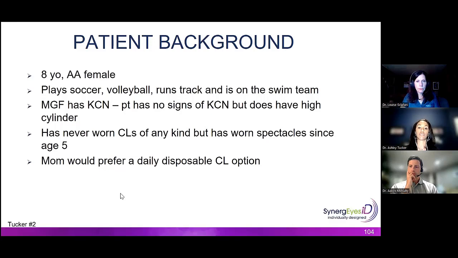Her maternal grandfather has keratoconus. She does have high cylinder, but she doesn't have keratoconus at this point. She's never worn contact lenses of any kind, but because she's so athletic, she really, really wants to wear contacts. She's been in glasses since 5. Her mom, because she's new to contact lenses, would like her to be in a daily disposable, but she's open to whatever I suggest.